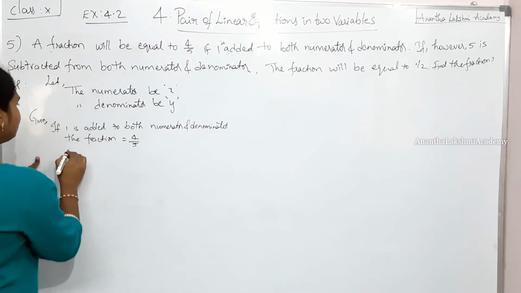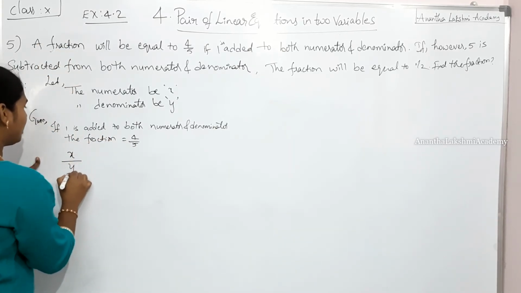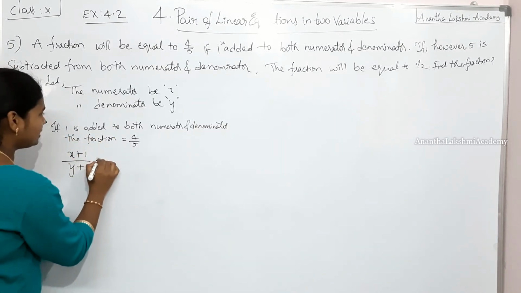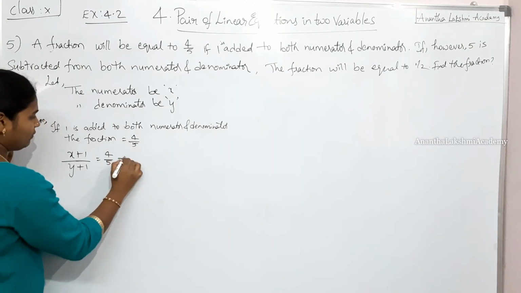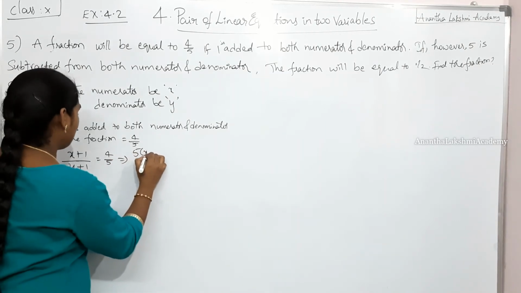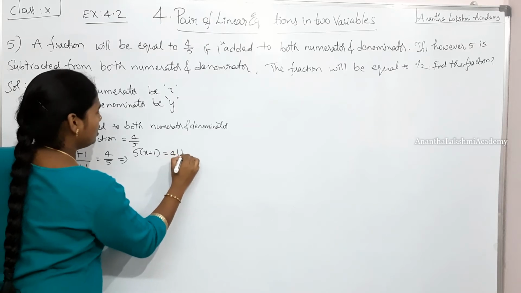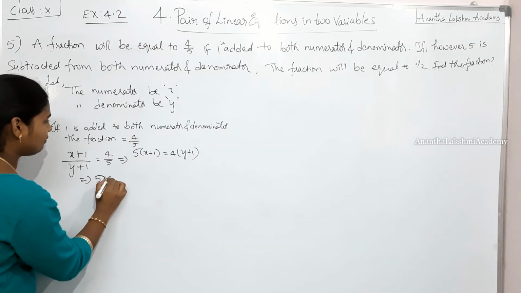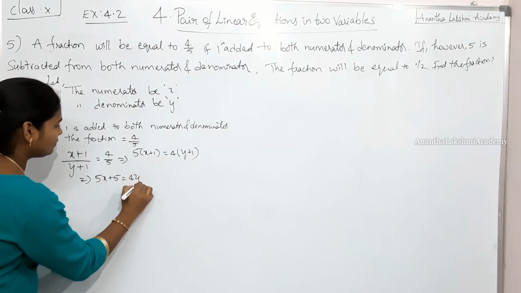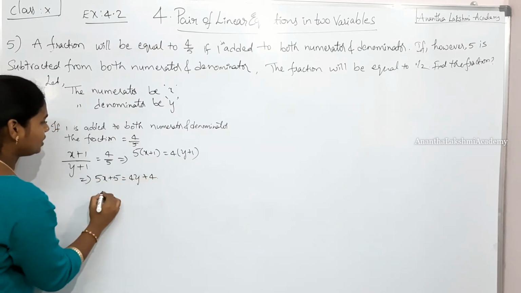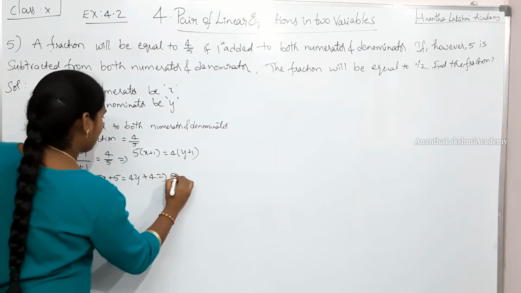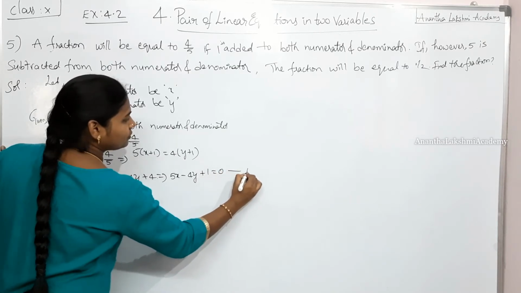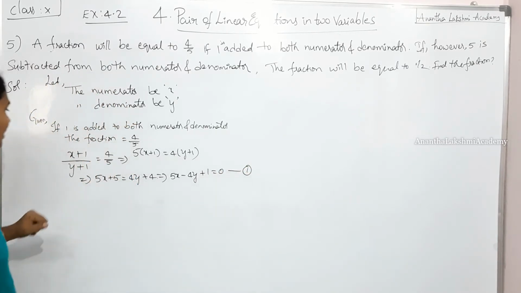So what is our numerator? X. And what is our denominator? Y. What is added to them? 1. X plus 1 and y plus 1 is going to be 4 by 5. If you do the cross multiplication, 5 into x plus 1 is equal to 4 into y plus 1, which will be equal to 5x plus 5 is equal to 4y plus 4. If I get these two to the other side, this will result in 5x minus 4y plus 1 is equal to 0. Equation number 1.